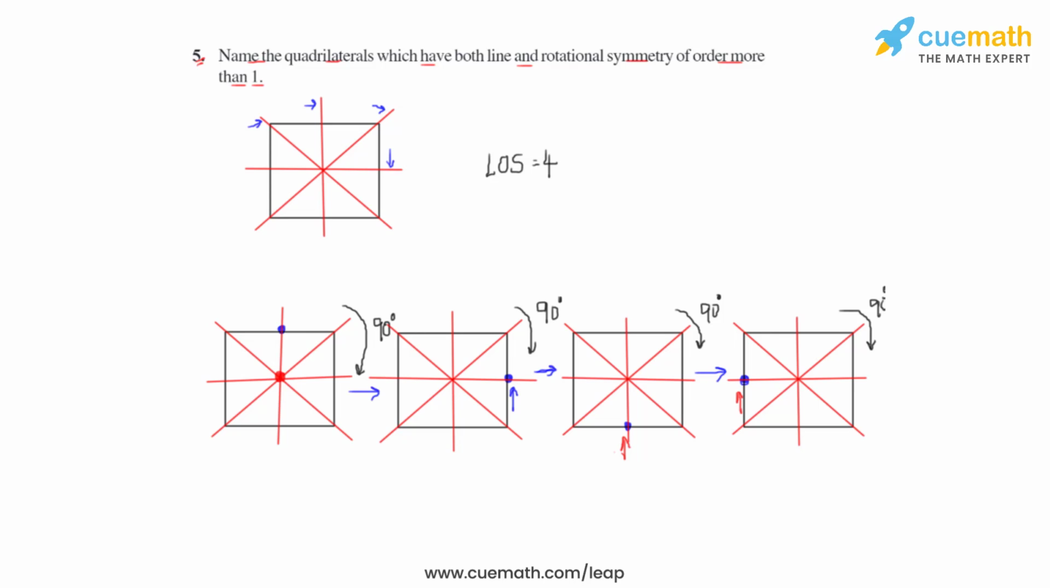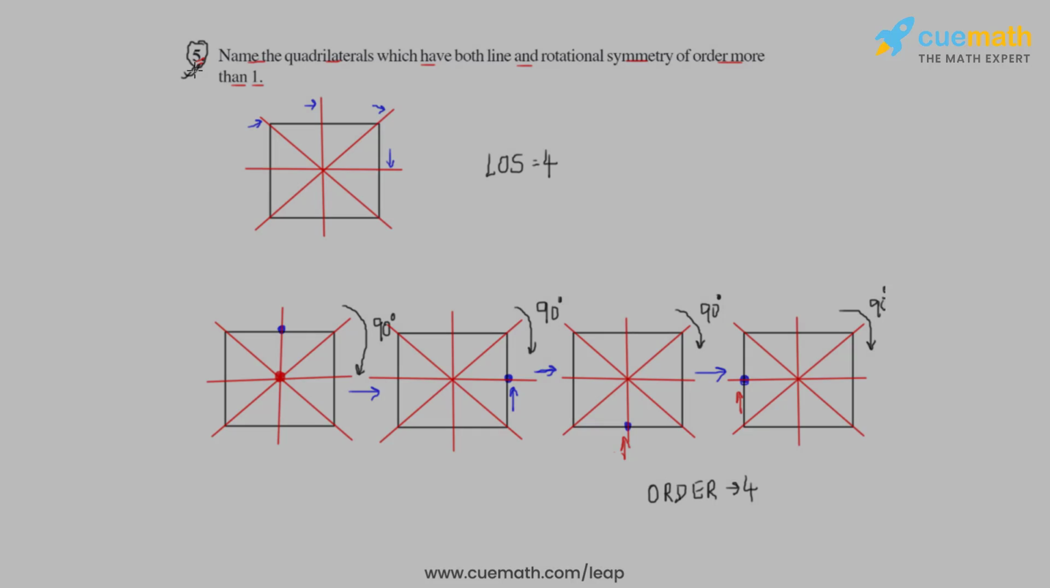So as this figure is rotated 4 times by 90 degrees, we can say that the order of rotational symmetry for this figure is 4. So we saw how in this particular question, if we have taken the quadrilateral to be a square, it had both the line and the rotational symmetry of order more than 1. So this is how we are going to answer question number 5 of this exercise.